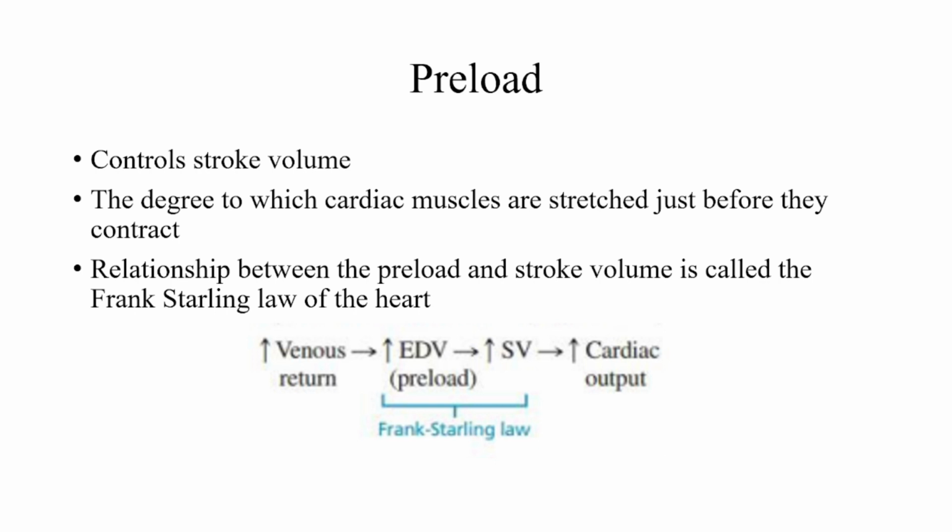The relationship between the preload and the stroke volume is called the Frank-Starling law of the heart. And this is a diagram of the law itself, or rather, this part here is. So you've got the EDV, the preload, and the SV, the stroke volume, which leads to an increase in cardiac output.